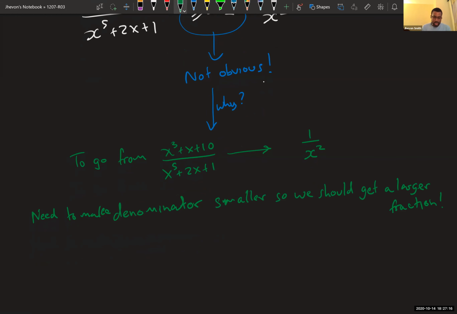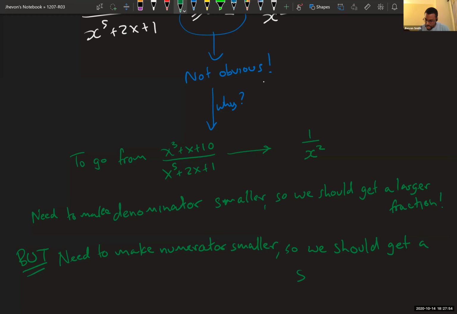Case closed? Not quite. But at the same time, if I look at the numerator, what kind of change would have to happen in the numerator? I would need to make the numerator also smaller, you would notice, right? Because I went from taking the x cubed plus something, and I reduced it. I ignored the plus somethings. So now the numerator is also smaller, so we should get a smaller fraction.